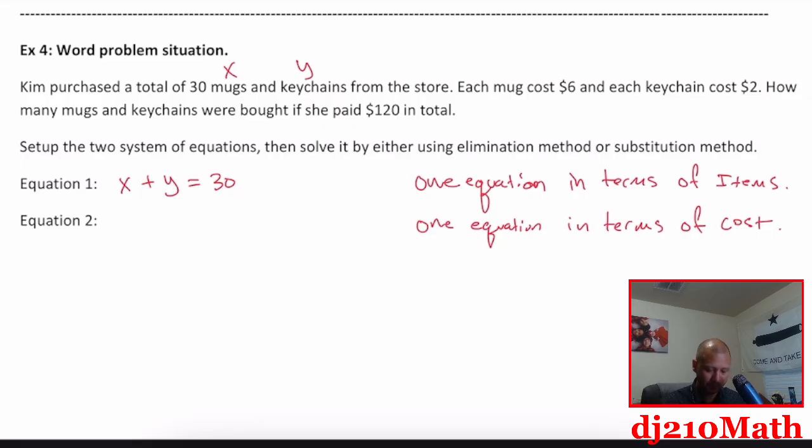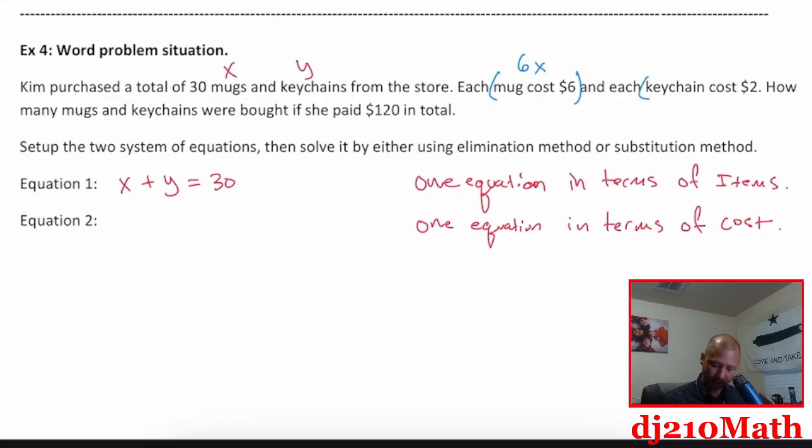All right, the second equation, which is going to be in terms of cost. I'm going to change the color. It says that each mug costs $6. So this is 6x. If I bought 1 mug, $6. If I bought 2 mugs, 2 times 6. If I bought 3 mugs, 3 times 6. So the number of mugs you bought times $6 is the total cost of the mugs collectively.